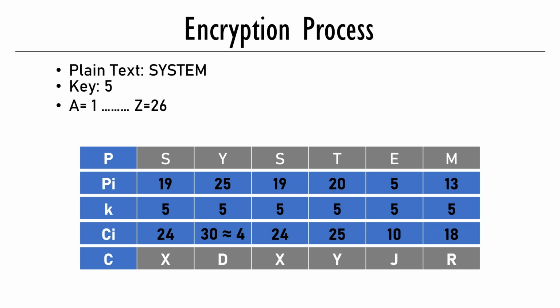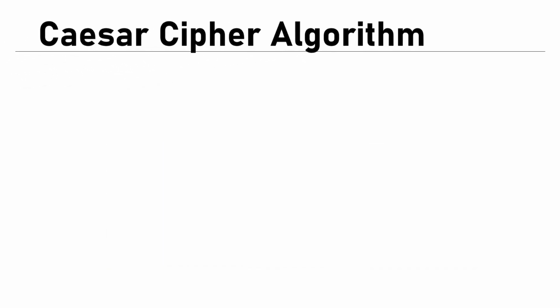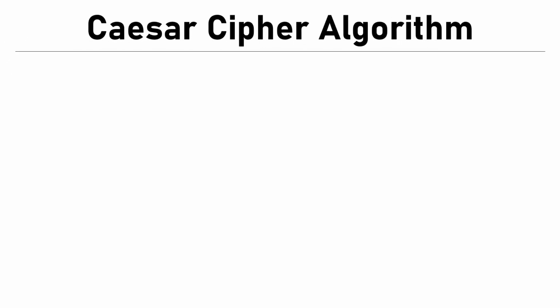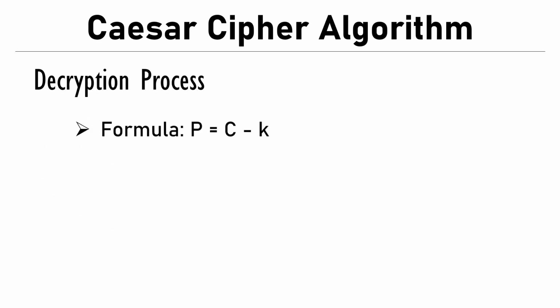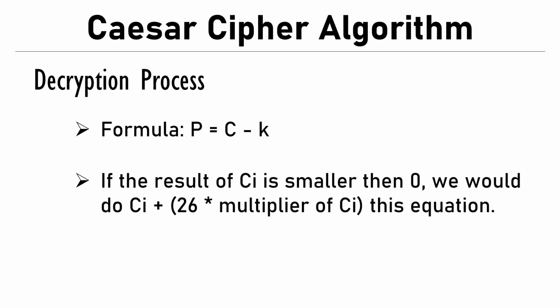So at first we should look into the rules of the decryption process. Here we see another formula, which is plaintext equals ciphertext minus key, and there is an additional rule: if the result of the index of C is smaller than 0, we will calculate it with this equation, which is index of C plus 26 into a multiplier of 1.